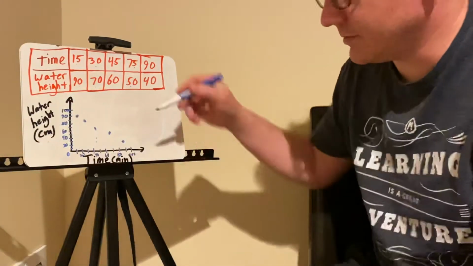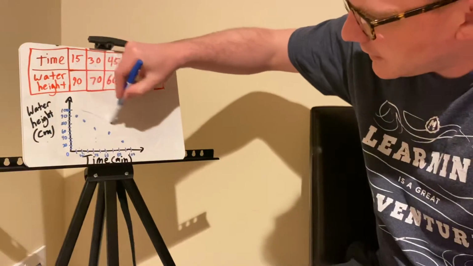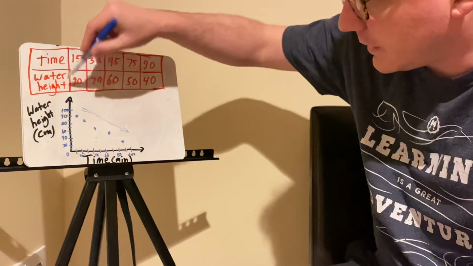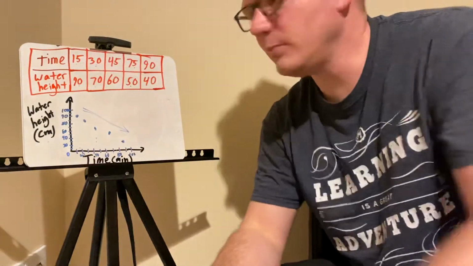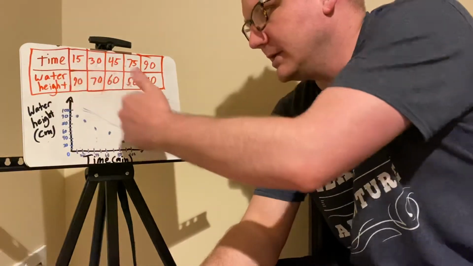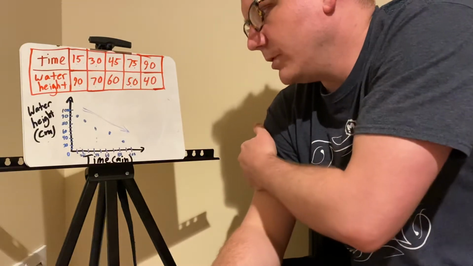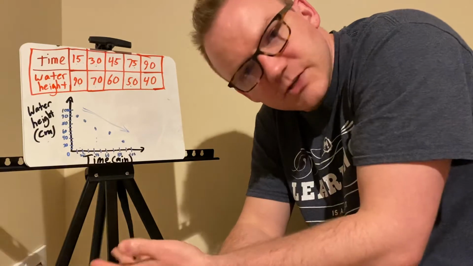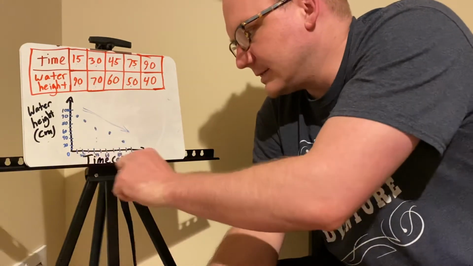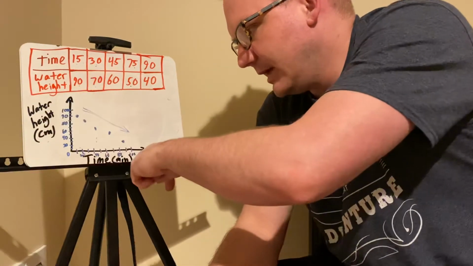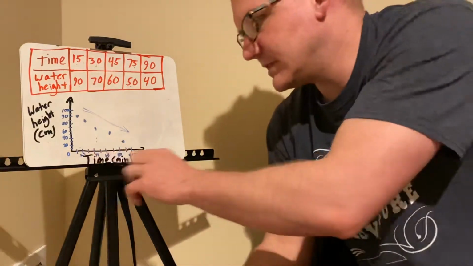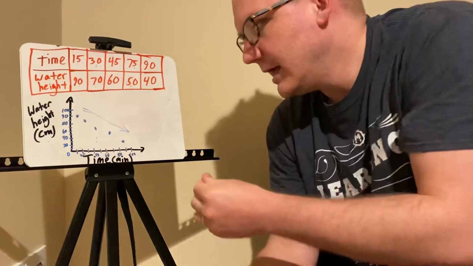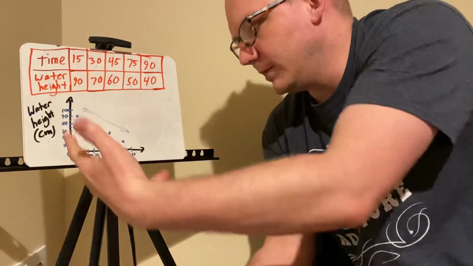Sometimes they show a relationship. This looks kind of like it's decreasing, which means as the time goes up, the height of the water goes down. So as the time increases, the water height decreases. This is what we would call a negative correlation or a negative association, where as time increases, this decreases. That's negative. Positive would be the opposite. If as time increased, the height increased, that would be a positive correlation. And if things were scattered all over, it would be no correlation.